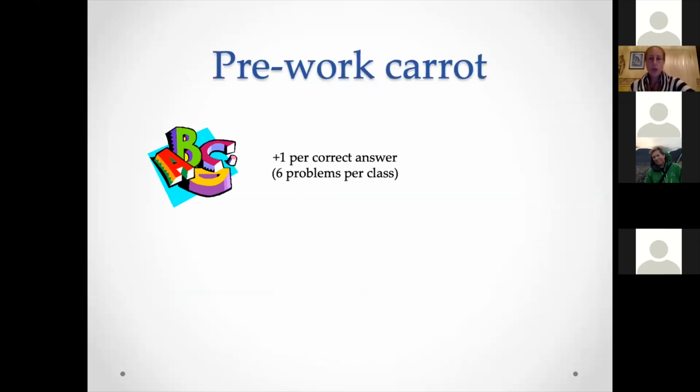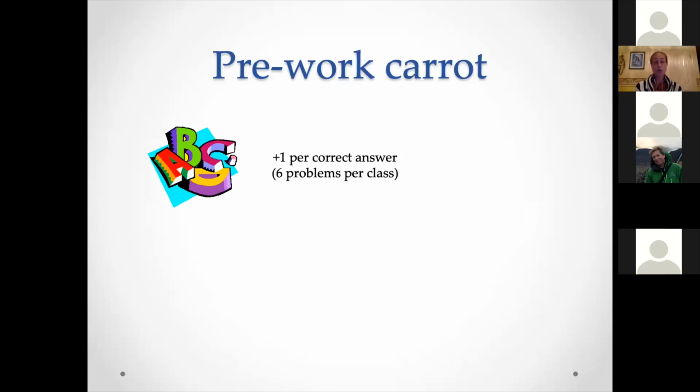Okay, so the first year that I taught this in 2012, I didn't really give students any marks at all. Now, that resulted in a decent completion rate of the pre-work, but not quite as good as I wanted. So in 2014, which was the third time I completed this course, I gave students a little pre-work carrot. So for each of the 6 problems that they had to answer in the pre-test before each class, they could get 1 mark. So for the first 4, they got a mark if they answered correctly.